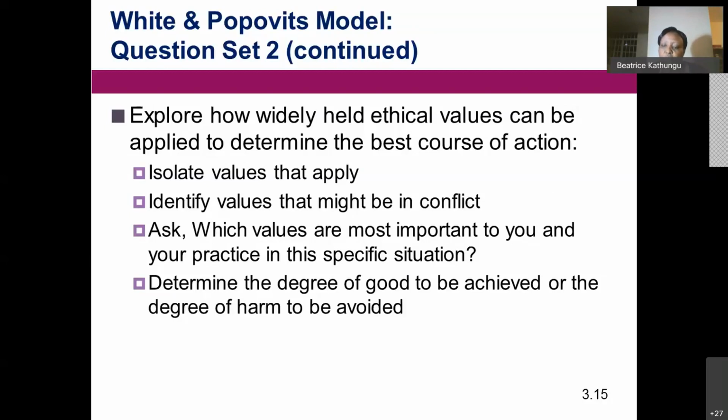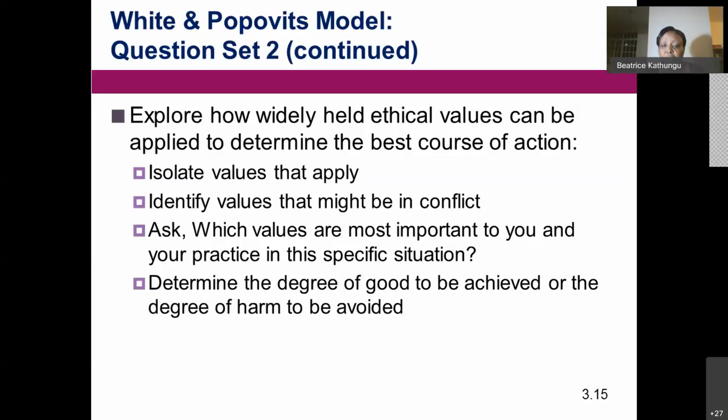Now, if some values are in conflict, then you need to ask yourself, which of these values are more important to me and to my practice in this specific situation? This is where the individual discretion comes in. So you might find that among the values in conflict, there is one that is more important to you than another. Maybe for you, honesty is very important in the situation you're in. Maybe to you, protecting the best interest of the client is very important, and so you're ready to sacrifice any other value for the sake of that one.